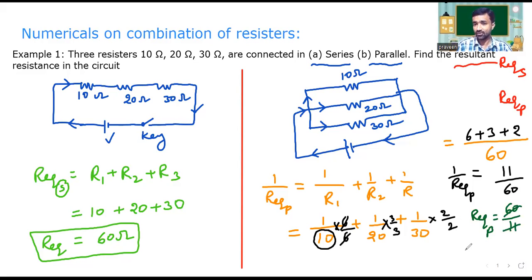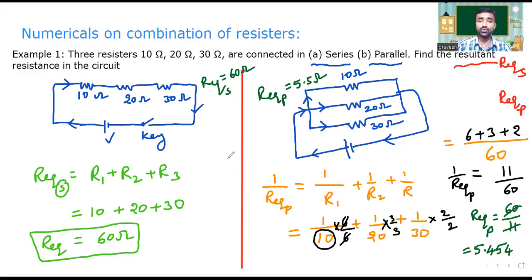If you divide, 5 times 11 is 55, then 5 left; again 4 times 11 is 44, 6 left; 5 times 11, 4 times 11, and so on. So it repeats 5.4, 5.4, 5.4 like that. So I got the equivalent resistance as approximately 5.5 ohms, right? So here R equivalent in parallel combination is given as 5.5 ohms. R equivalent in series combination is given as 60 ohms.